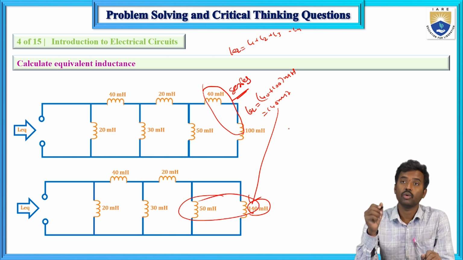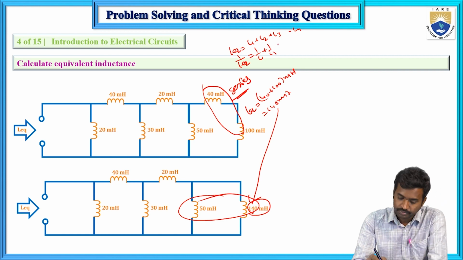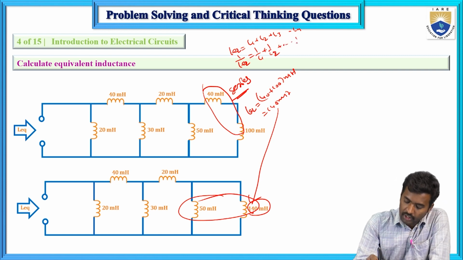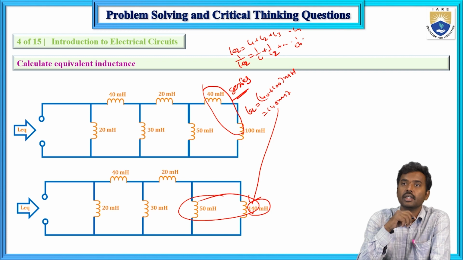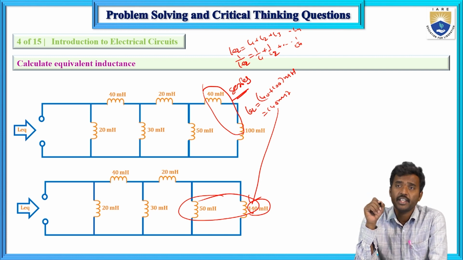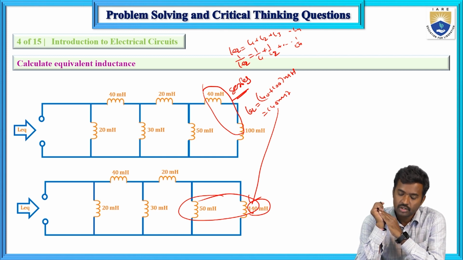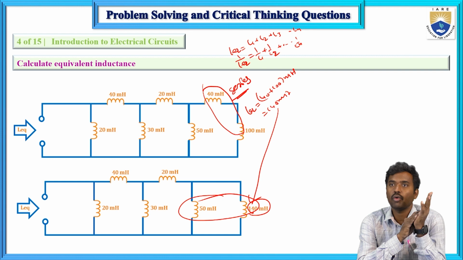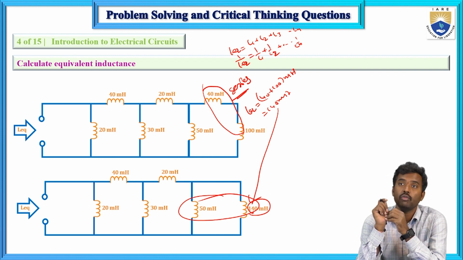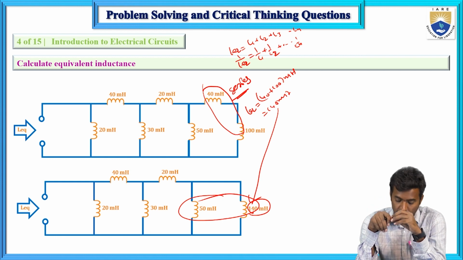Now the second case, if inductors are connected in parallel, 1 by L equivalent equals 1 by L1 plus 1 by L2 till 1 by Ln. For that case, the reciprocal of equivalent inductance equals the sum of the reciprocals of the individual inductances. So 1 by L equivalent equals 1 by L1 plus 1 by L2 plus 1 by L3 till 1 by Ln. Here we have only two inductors connected in parallel.